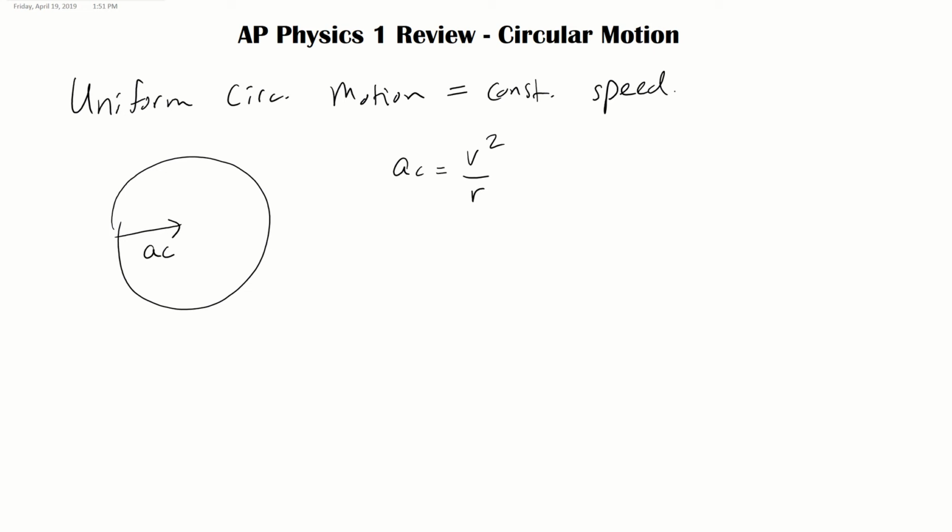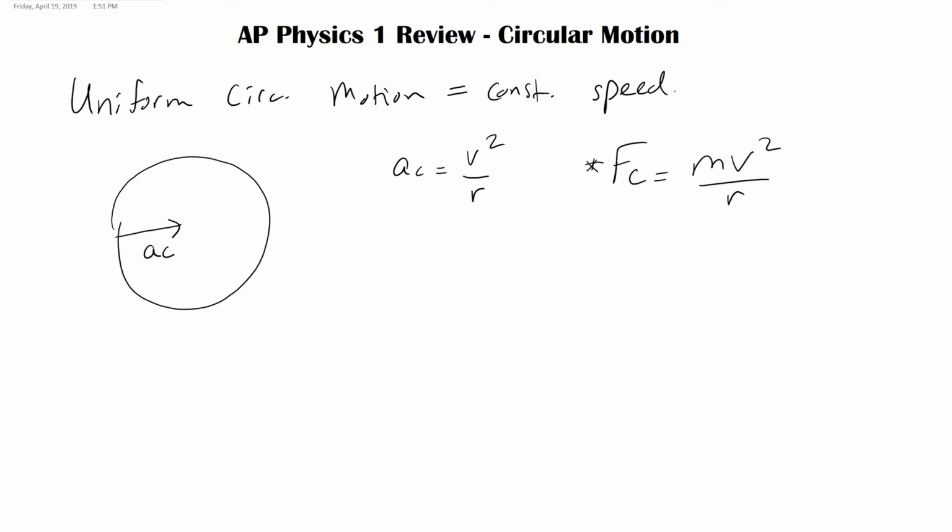We can make a quick extension of that and realize then that the centripetal force would simply be mass times the acceleration, so mass times v squared over r. This one is not technically on the equation sheet, but hopefully is easy enough to get to.